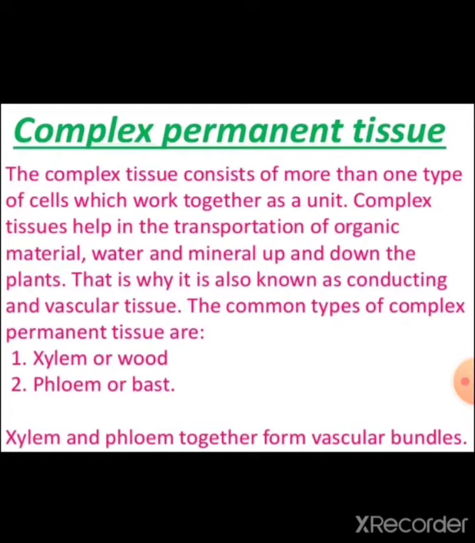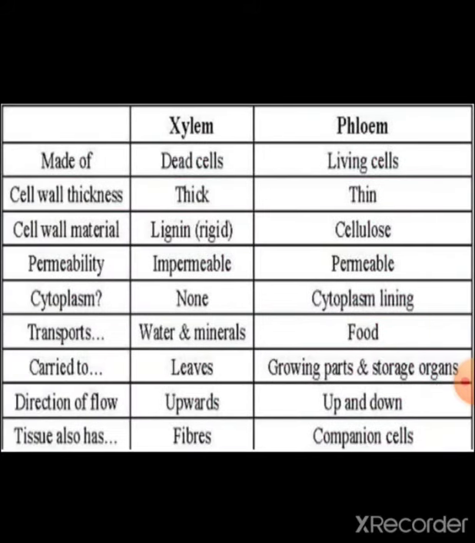Next type is complex permanent tissue. The complex tissue consists of more than one type of cells which work together as a unit. Complex tissues help in the transportation of organic material, water, and minerals up and down the plant. That's why it is also known as conducting and vascular tissue. The common types of complex permanent tissue are xylem, other name is wood, and phloem, other name is bast. Xylem and phloem together form vascular bundles.